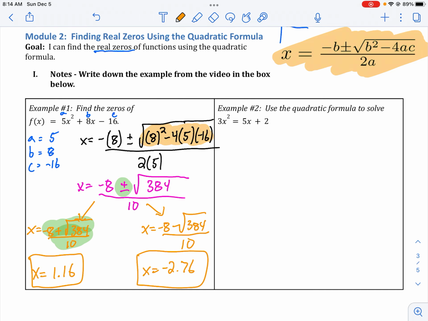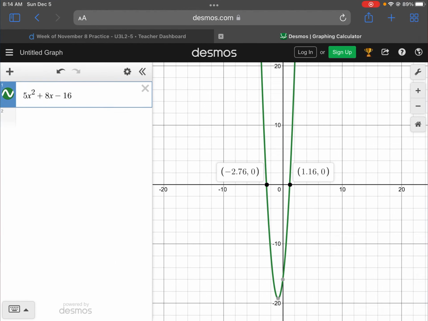Now, if I check it with a graph, I go to Desmos, and I have it graphed: 5x squared plus 8x minus 16. And you'll see the two x-intercepts are negative 2.76 and 1.16.